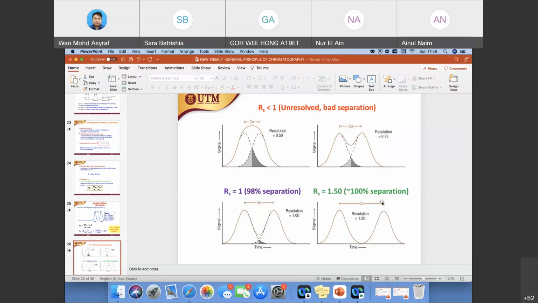100% separation. What if, for example, you've got a resolution of about 10? Is it good or bad? Is it good or bad to have a resolution at 10? Anyone?